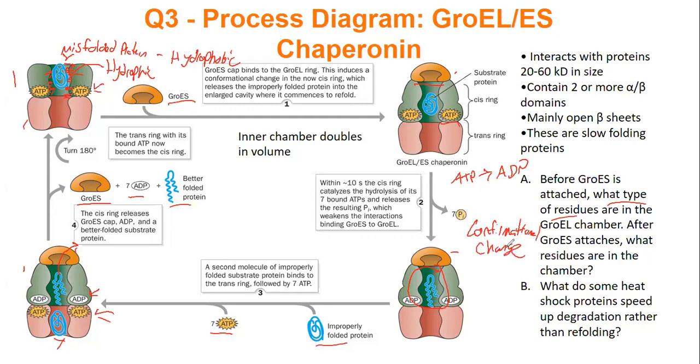All right. During that conformational change, you probably don't want hydrophobic amino acids anymore because you're trying to fold a protein. What type of amino acids are you going to be showing to your misfolded protein to get it to fold properly?